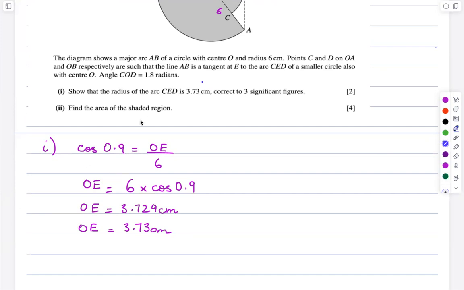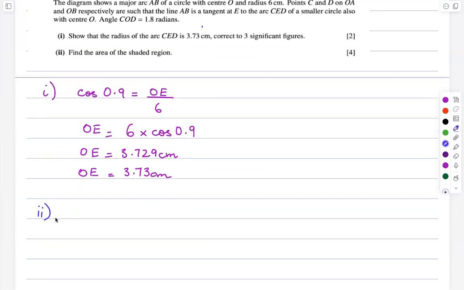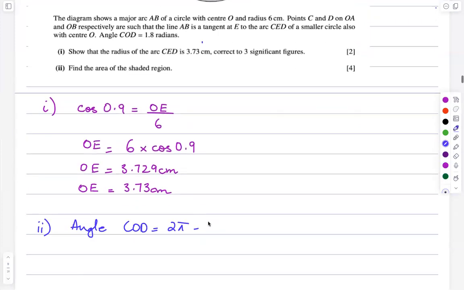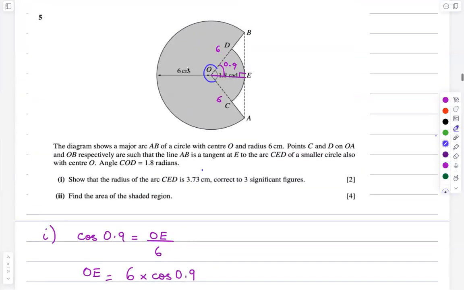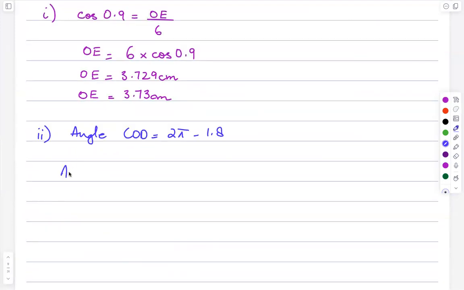In part 2, we have to find the area of the shaded region. Now, we already have this angle 1.8 for the small sector. To find the angle of this bigger sector, we know that the total angle is 2 pi. So in part 2, first of all, we can write that the angle COD will be equal to 360 minus the angle, or 2 pi minus 1.8 radians. Now, once we have this angle, the area of the sector, we can call it OAB, or the larger sector, is given by the formula half r squared theta.